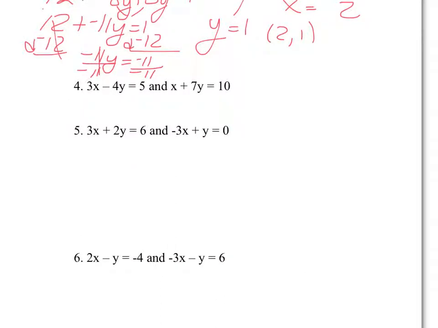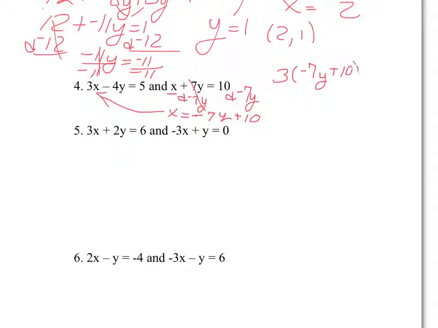Number 4, I don't have a whole lot of room to write, but I'm going to write over here to the side. I'm going to solve this second equation for that x right there. So I'm going to add negative 7y to each side. Remember that the negative 7y and the 10 cannot go together. So x equals negative 7y plus 10. Everywhere I see x, I'm going to plug that in. So 3 parentheses negative 7y plus 10 plus negative 4y equals 5.